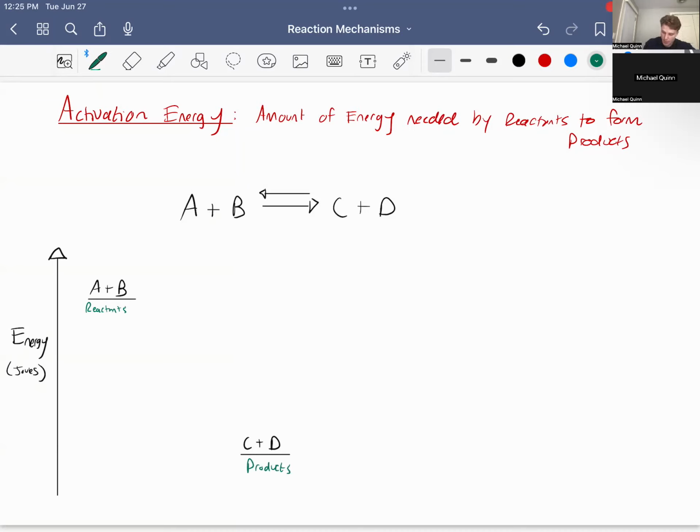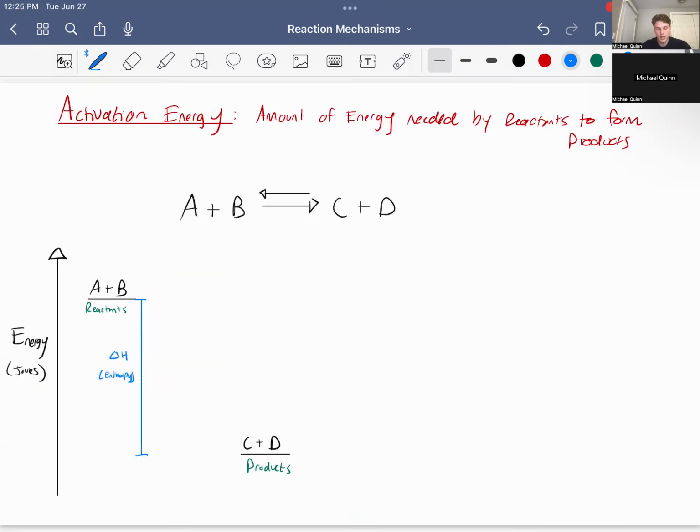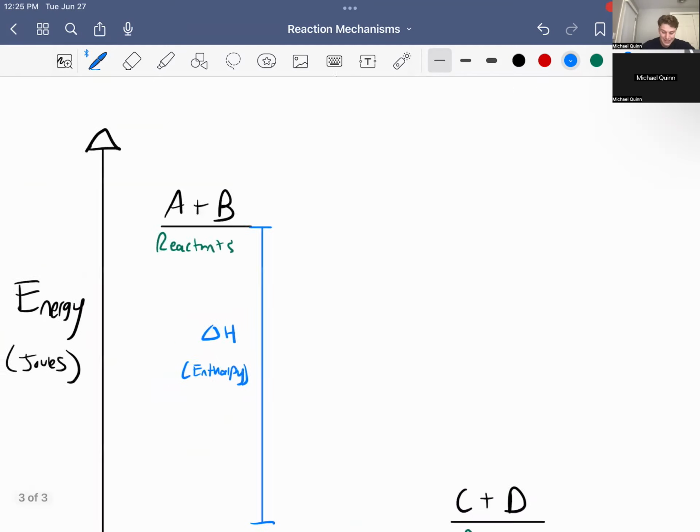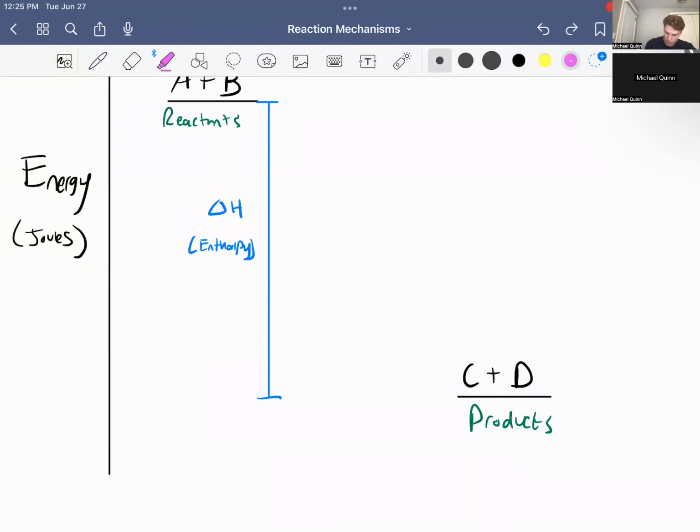So one thing we need to keep in mind is the enthalpy of our reaction. So the difference between our reactants and our products is our delta H, which is not our activation energy. This is simply the enthalpy of a reaction, and the enthalpy of a reaction simply describes how much energy per mole is either put in or released when we run this reaction one time. So as we can see, we are releasing energy from this high energy point down to this low energy point when we run this reaction.